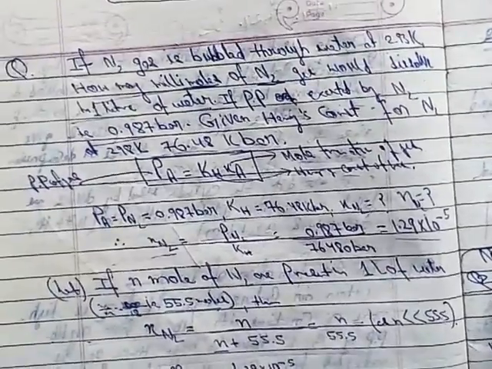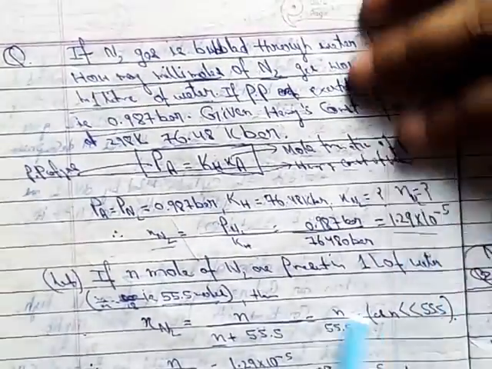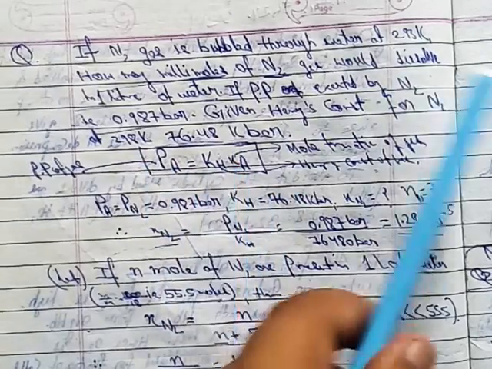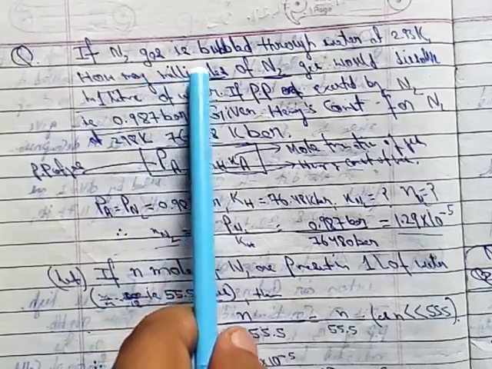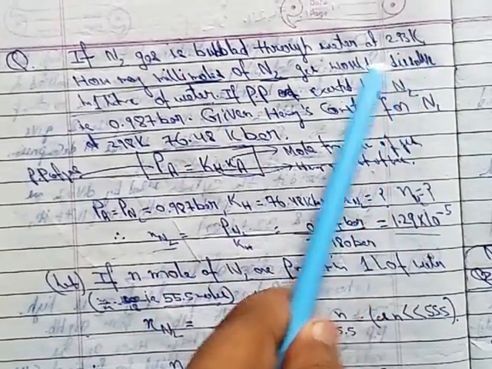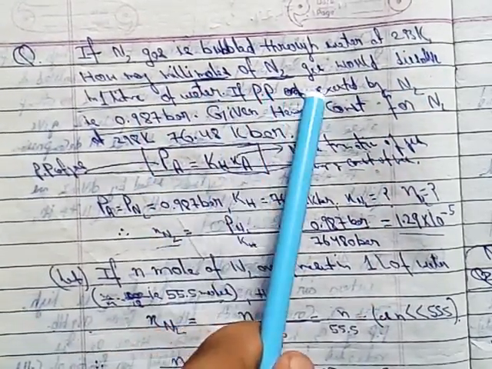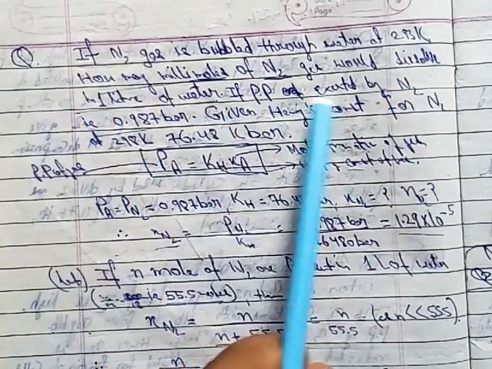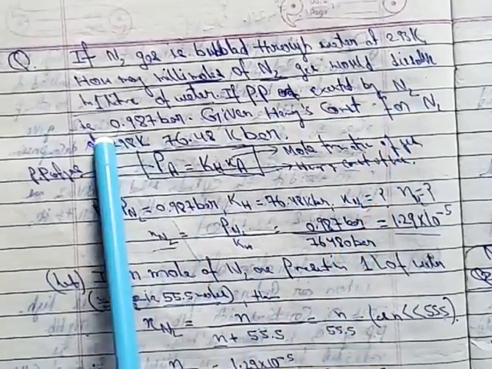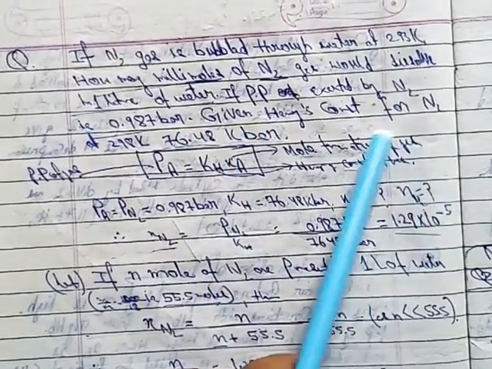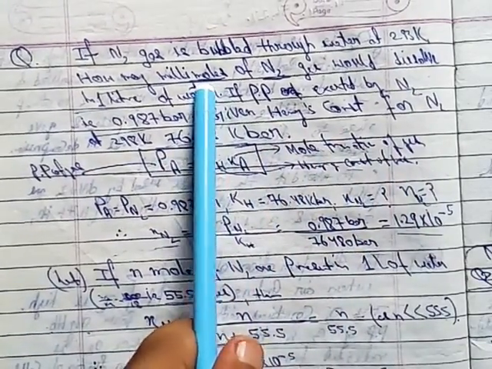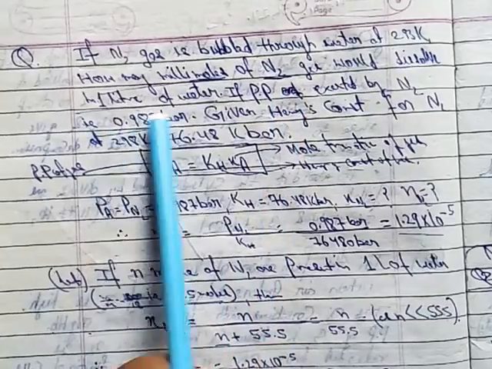Now we have the questions based on it. So we are going to see the first question of Henry's law by using the formula Pa equals KH into X. So the first question is, if nitrogen gas is bubbled through water at 293 Kelvin, how many millimoles of nitrogen gas would dissolve in 1 liter of water if the partial pressure exerted by nitrogen is this, given Henry's constant for nitrogen at 298 Kelvin is this much. So you have to get the millimoles of nitrogen gas which dissolve in 1 liter of solution.